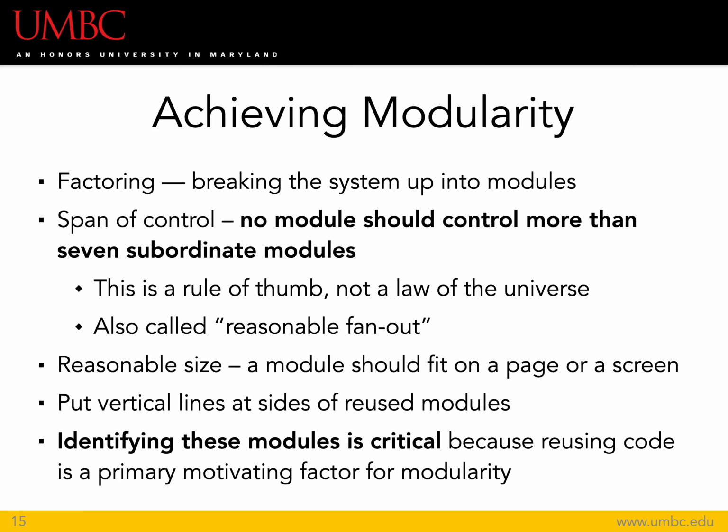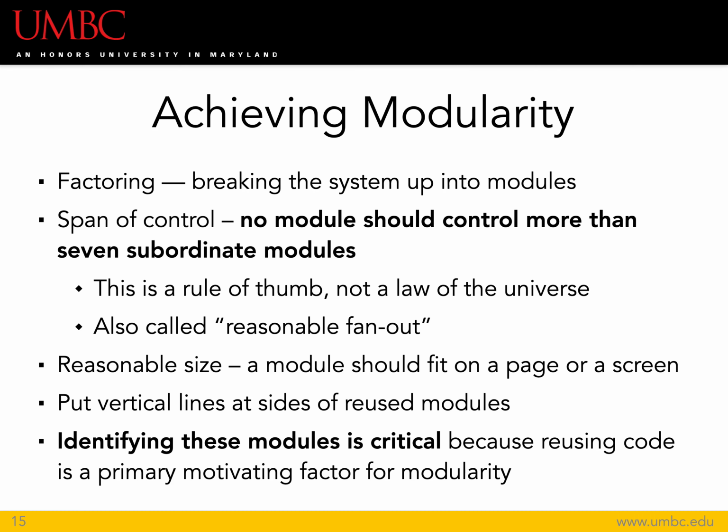You're essentially looking for something reasonable here. The span of control needs to be reasonable, and 7 seems like a reasonable number most of the time. This is also sometimes referred to as reasonable fan out, or fan out instead of span of control. Both of those are acceptable terms, but whenever you're doing factoring, you want to keep in mind that you don't want to have too much span of control. You don't want to force some controlling module to have to control a wide span or a wide fan out of subordinate modules. This reasonable size piece is really critical.